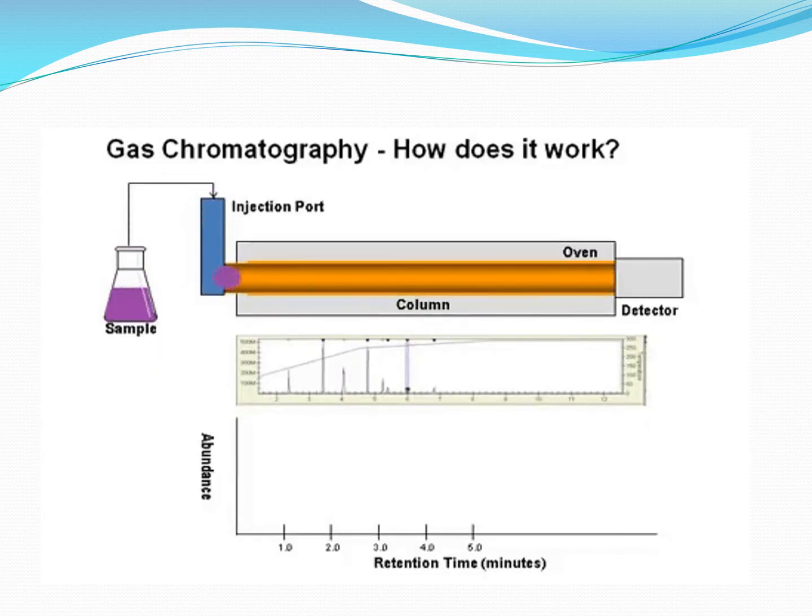This is a more animated show to explain it better. Here is the sample, and here we inject it in the column. Because of the difference in the passage of the different components of this sample, they will be separated and detected by a detector here. Each time the sample passes, the detector will detect it, and a graph will be shown on the graph side of the apparatus.